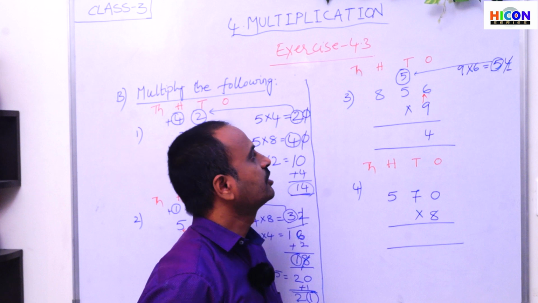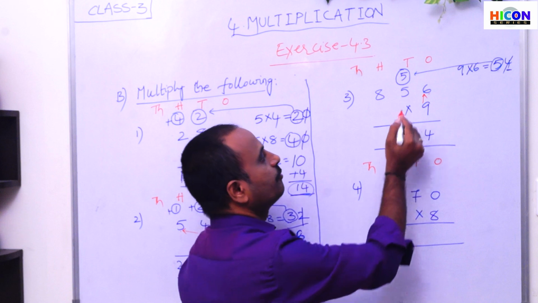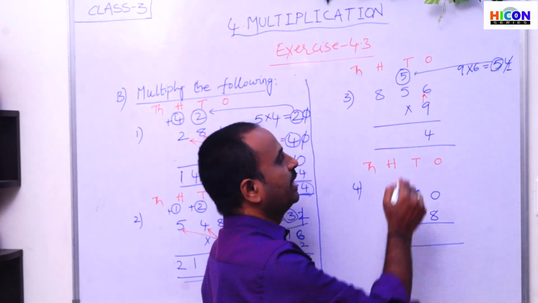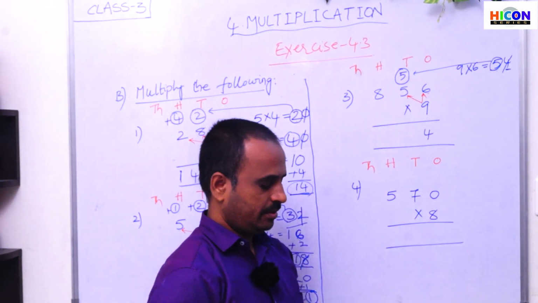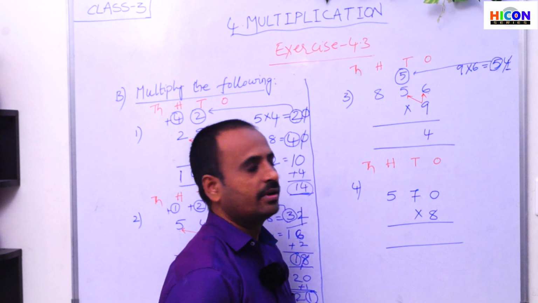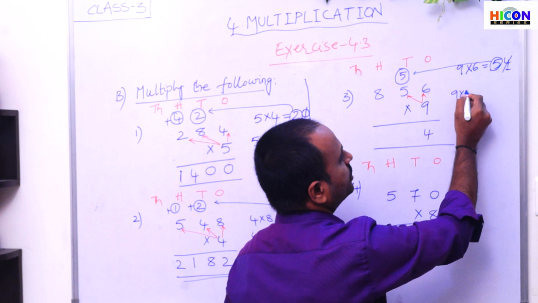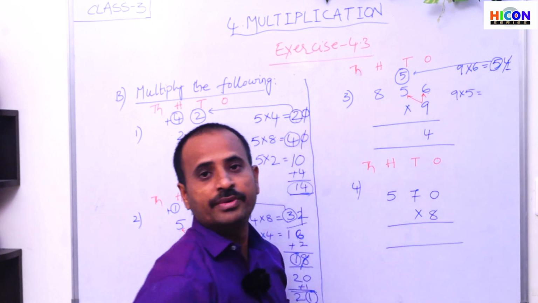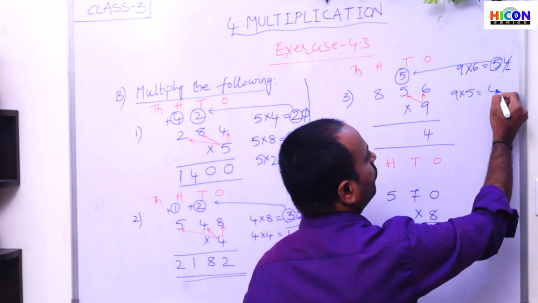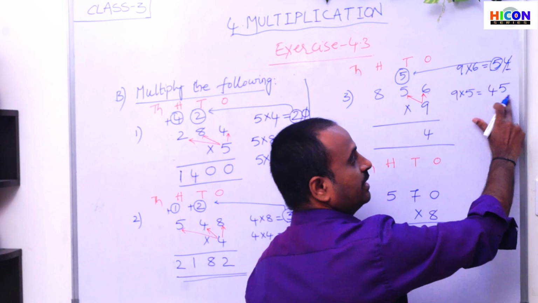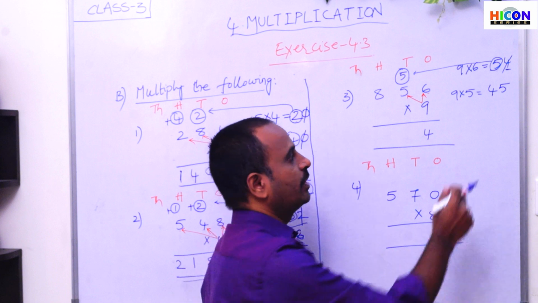So now again start multiplication with the tens place. What is present in tens place? 5 is present in tens place. So multiply 5 with 9. That is 5 into 9, or 9 into 5. Children, how much? 9 5s are 45. So the product is 45 and we have to add the carried number to this product.